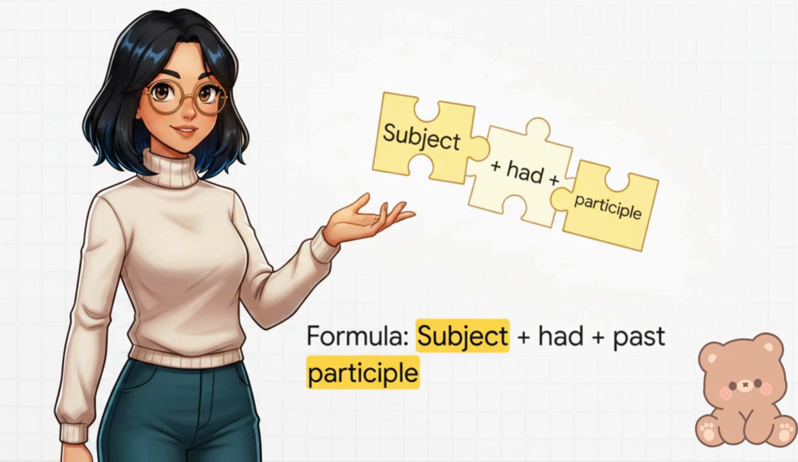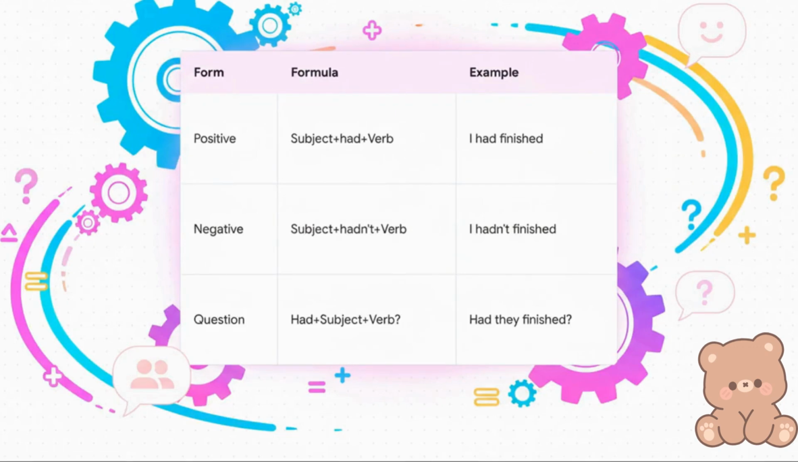It doesn't change based on whether the subject is singular or plural. I had, you had, she had, they had. It is wonderfully consistent. Notice how flawlessly this formula scales across different sentence types. For a positive sentence, you just plug it in. I had finished. Need to make it negative? Just add not to make hadn't, so I hadn't finished.